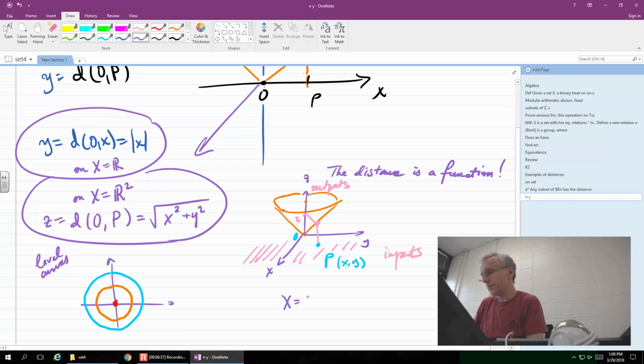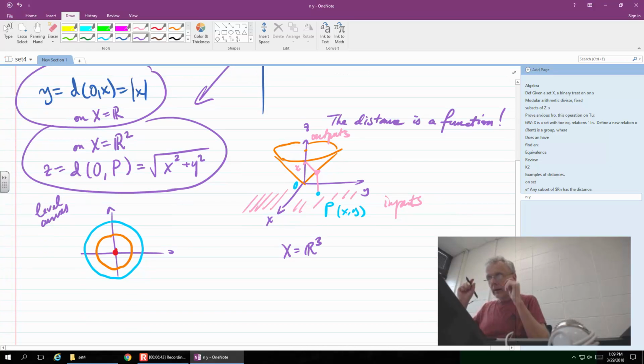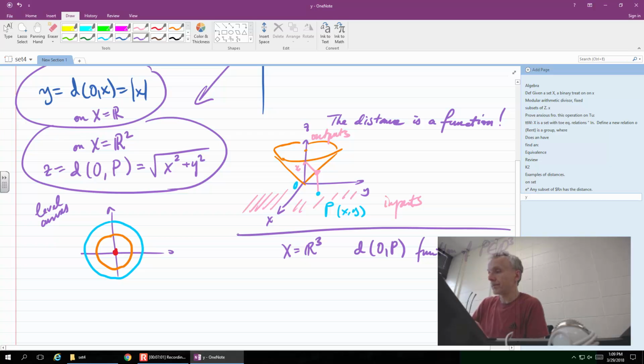Next dimension. I don't want to plot anything. How do we visualize this function? Once again, d(0,p) is my function, a function of p. But this time p is in R3. So it is a function of points, but this time the points are in three-dimensional space. How do we visualize those functions? Instead of level curves, what do we have?